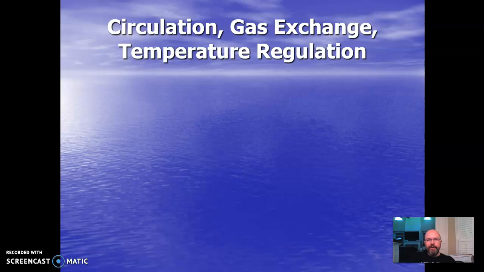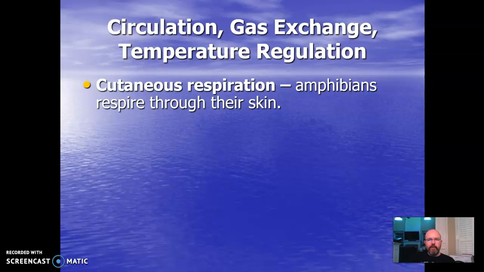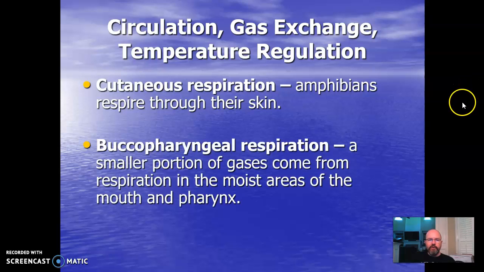All right, now circulation, gas exchange, temperature regulation. How do they go about getting oxygen moved around the body, getting rid of waste gases, and how do they maintain a constant temperature? Well, one of the ways that they can get gases in or out is through their skin. It's called cutaneous respiration. Anytime you hear cutaneous, it means on the skin. If you hear subcutaneous, that means below the skin. So cutaneous respiration means that they get oxygen through diffusion through their skin.